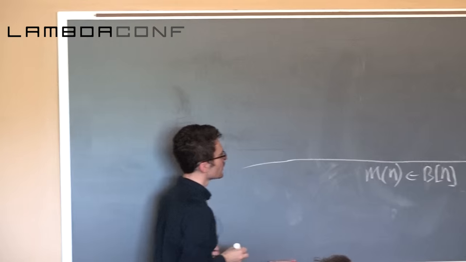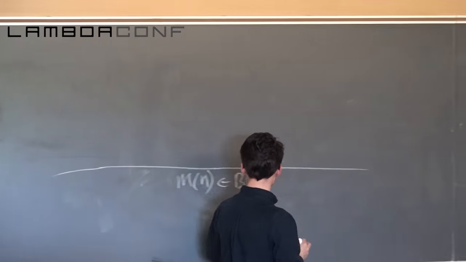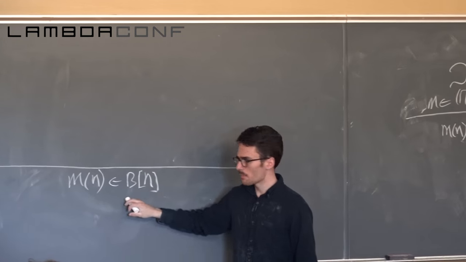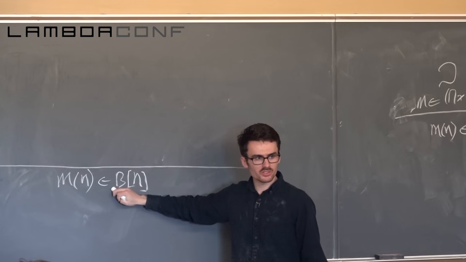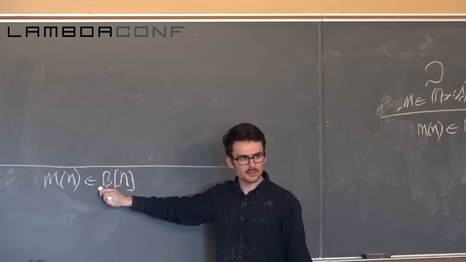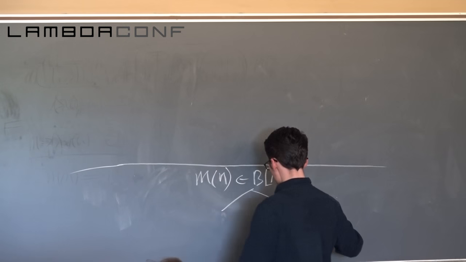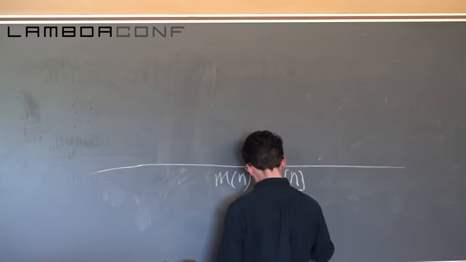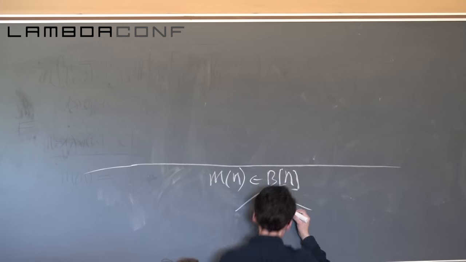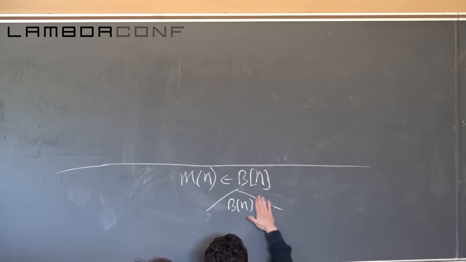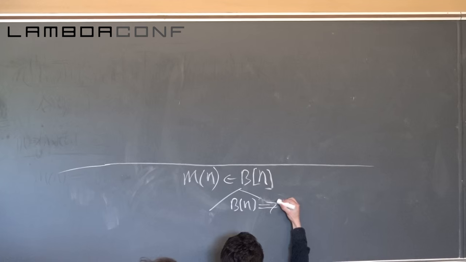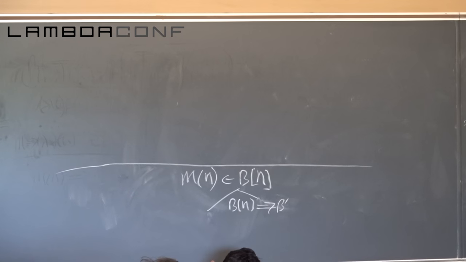All right. So now from this judgment, we can also take advantage of the presuppositions to this judgment. We must know that B of N is a type. And so if it's a type, then it must have a value. So we can say that it evaluates to B prime. OK, good.